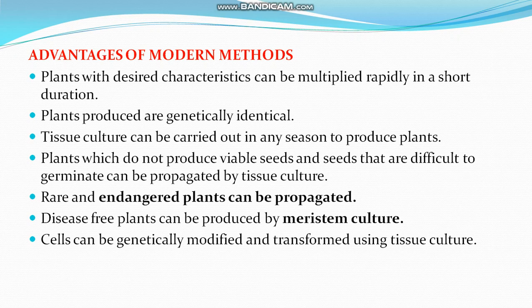Next, disease free plants can be produced by meristem culture. It is one more question. Cells can be genetically modified and transformed using tissue culture.